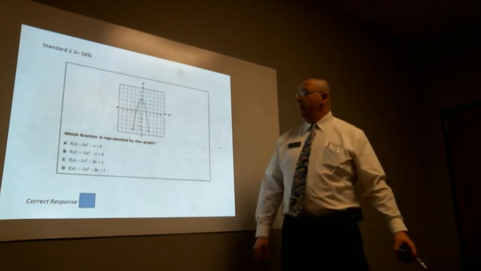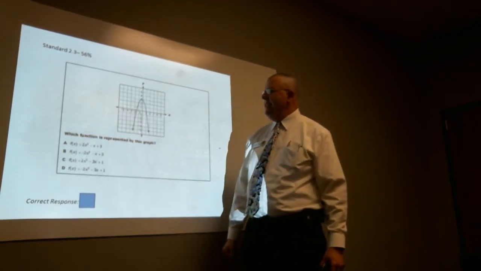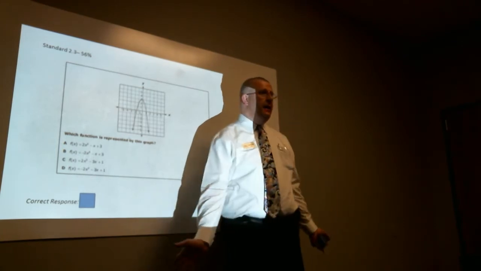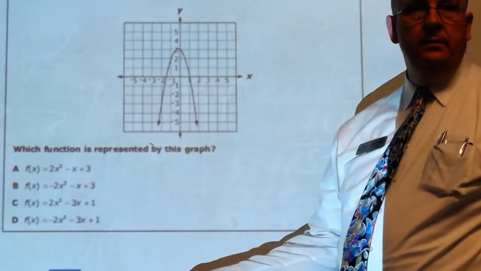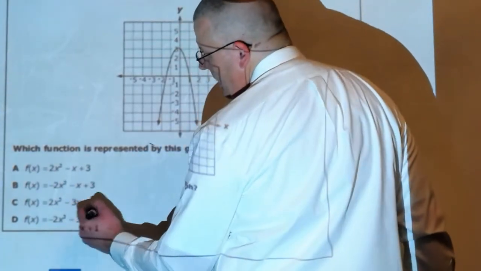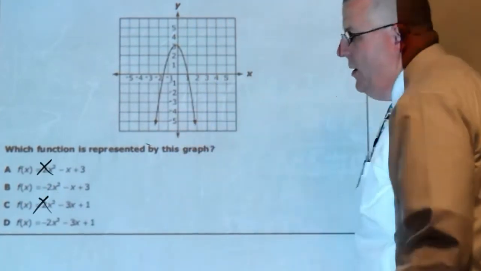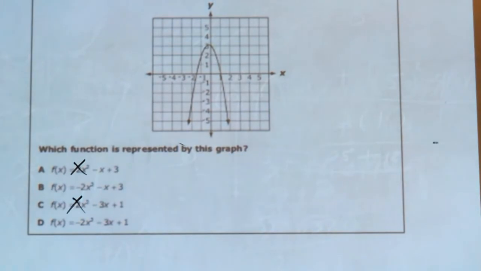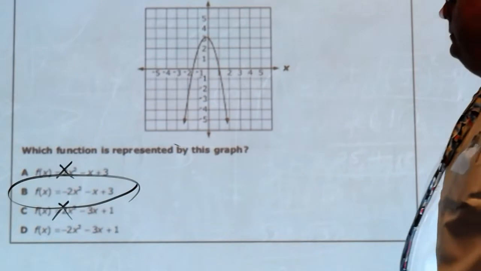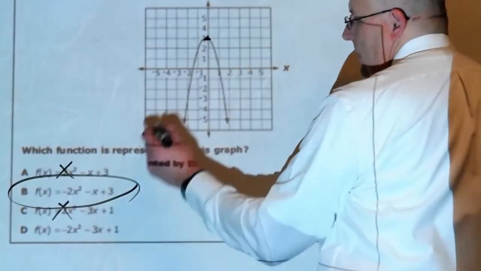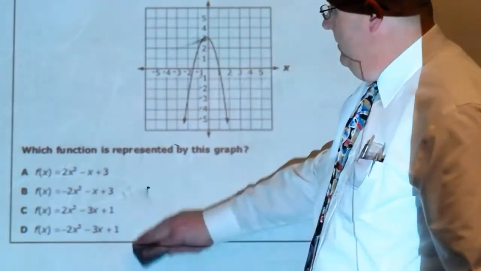Again, which function is represented by the graph? This is a little bit easier function to analyze using our graphical analysis. Opens down, right? So the leading number is negative, correct? So it can't be this one. Can't be this one. What's the y-intercept? Yeah, it's 3, which is absolutely right. B. Fantastic. The y-intercept is 3. That's B, and we're done. And let's go on.